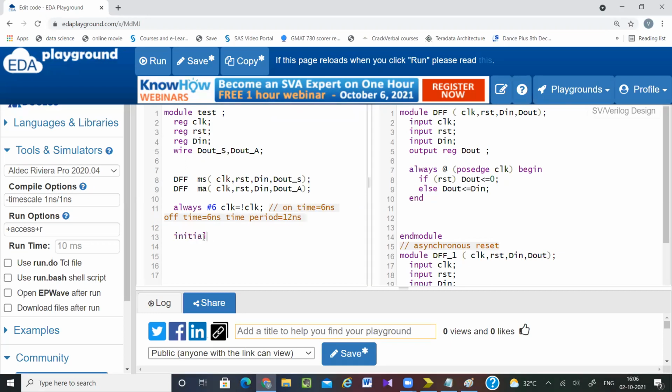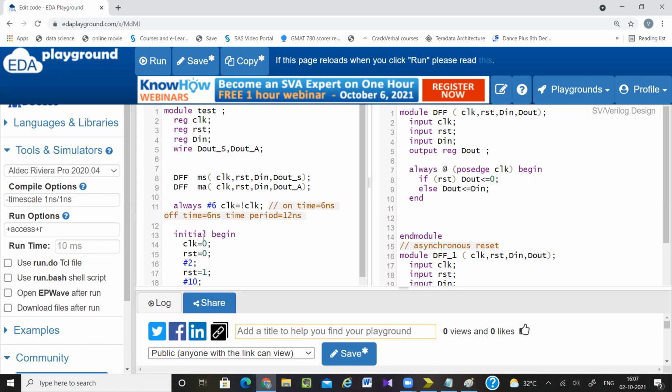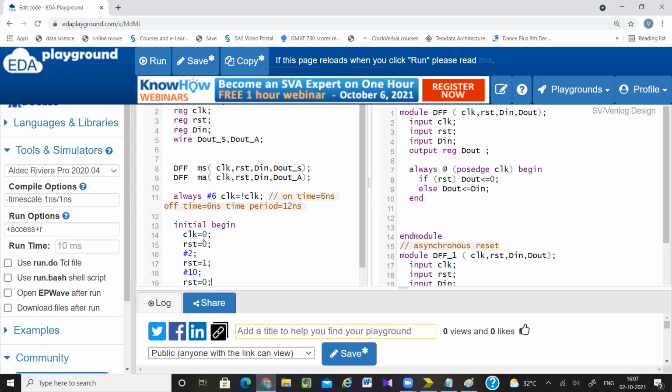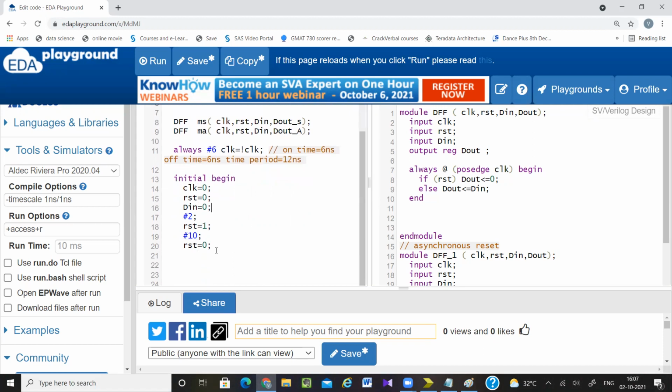So next initial begin. So clock equal to 0. My reset signal is equal to 0. Okay, so after #2 only, I am making reset signal equal to 1. Then I am waiting for 10 nanoseconds of time. Then I am making reset signal equal to 0. So here D in is also equal to 0. So after making reset signal 0, here I should provide valid input. So let's write D in equal to $random.